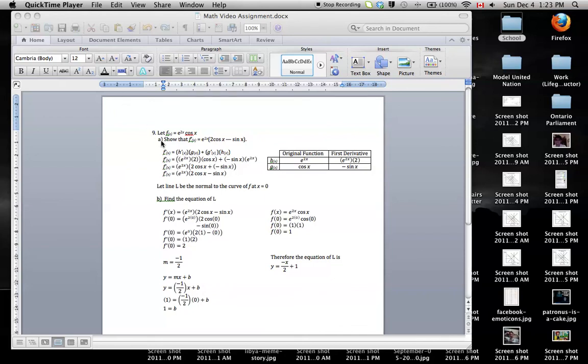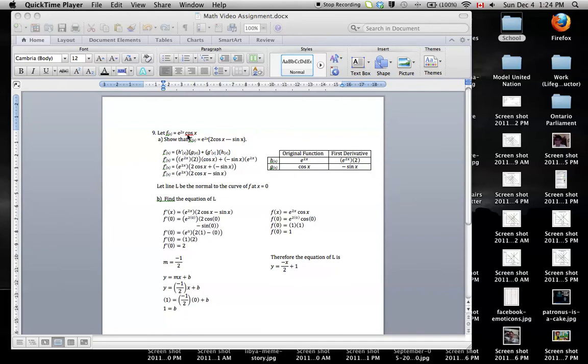So, my question reads, let f of x equal e to the power of 2x times cos x. Show that f prime of x equals e to the power of 2x times (2 cos x minus sine x). To find the derivative of this function, we have to use the product rule. So, in order to do this, we use this chart.